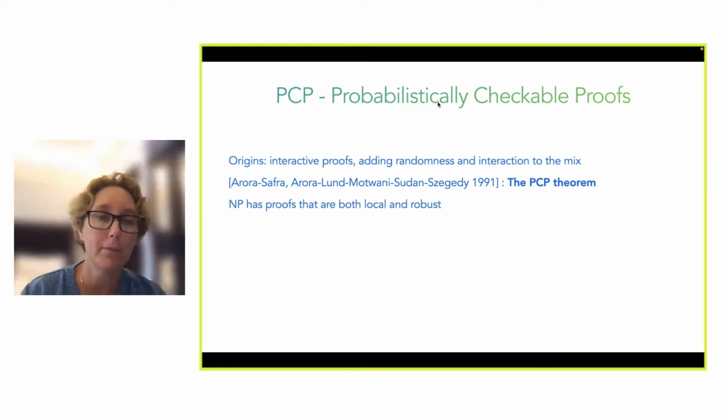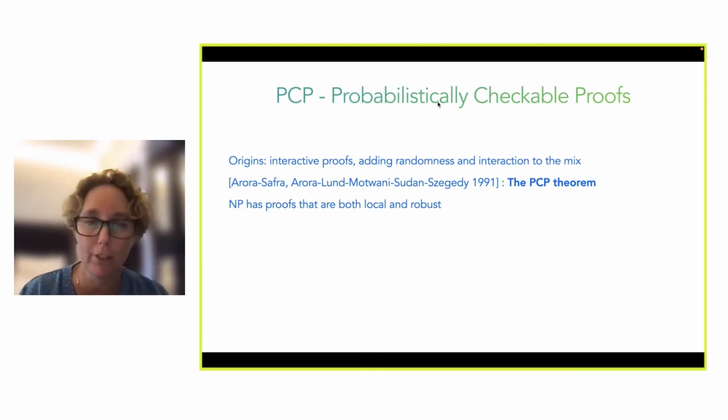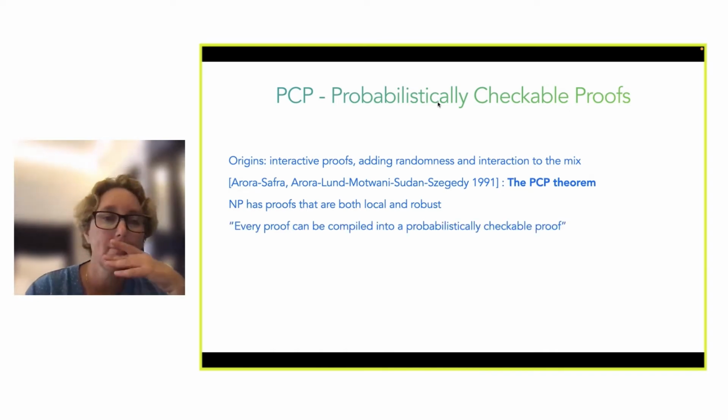And really, essentially, what does this theorem say? It says NP has proofs. So remember, proofs are these solutions for the problem that are both easy to check, so they're local. Every checking step is very small and local, but also robust. So you don't need to go through all the checks. It's enough to go through some of the checks. I'll say it a bit more rigorously in a minute.